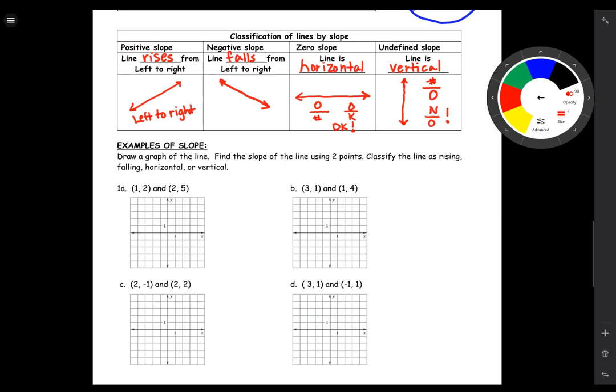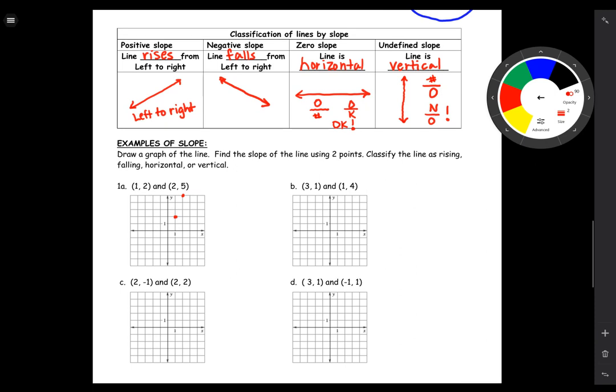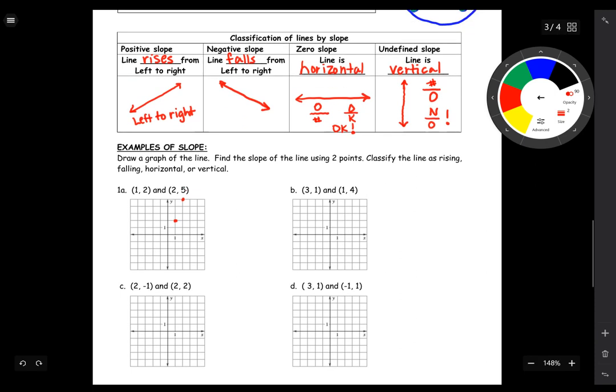All right. Examples of slope. Draw a graph of the line. Find the slope of the line using 2 points. Classify the line as rising, falling, horizontal, or vertical. So we have 1, 2. So right 1 up 2, and then right 2 up 5. And the easy way to do this particular problem is we're just going to do rise over run. So let's go ahead and connect it. Okay, and we're going to draw a triangle from the bottom point to the top or vice versa.